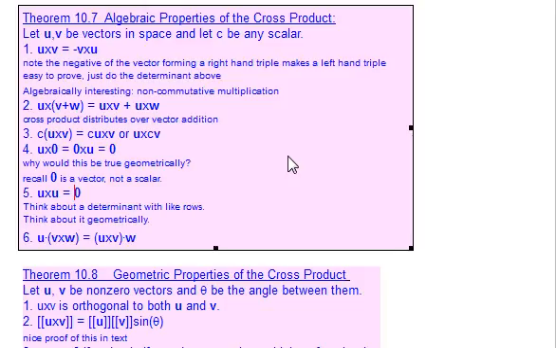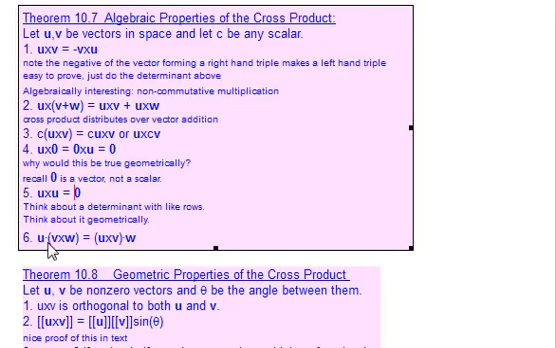Geometrically, you could think of it like this. What is the area of the parallelogram spanned when a vector is crossed with itself? Well, the area is 0. There is no parallelogram there. So this is a vector whose length is 0, and the only vector that could possibly be would be the 0 vector, 0i plus 0j plus 0k.